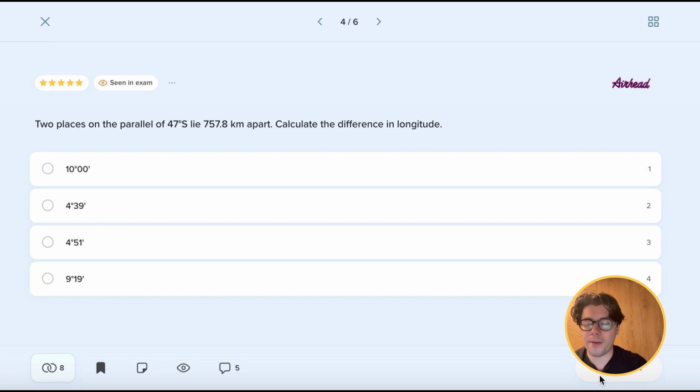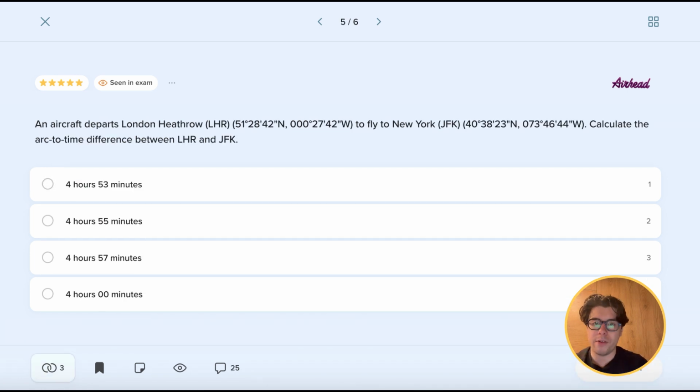Now, if you simply transpose the equation to get the difference in longitude, you'll get the answer of approximately 10 degrees or 600 minutes. Remember that the difference in longitude has to always be in minutes, and 1 degree is equal to 60 minutes. So this is a very important thing to remember for the exams, to have the right units.